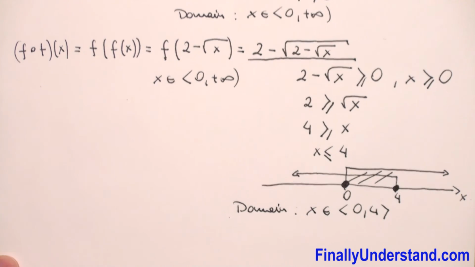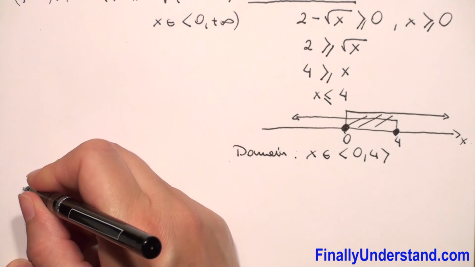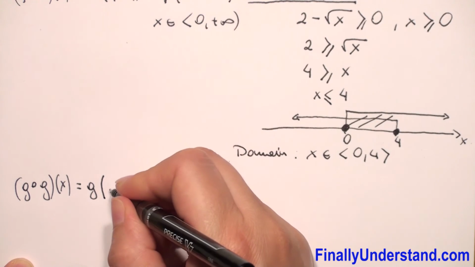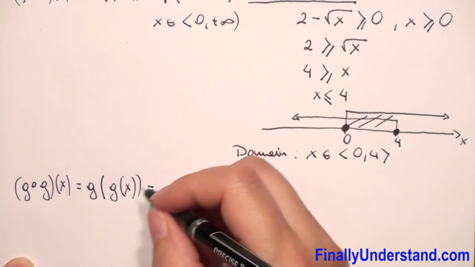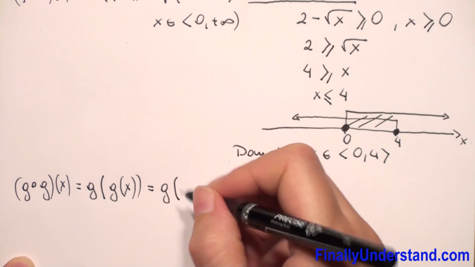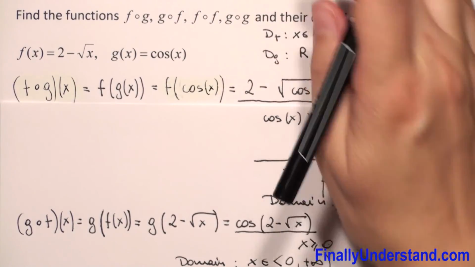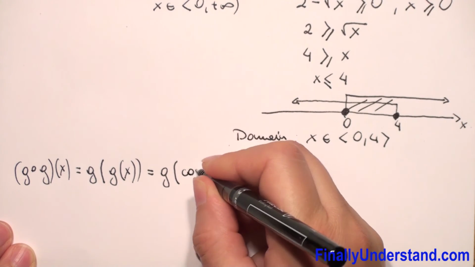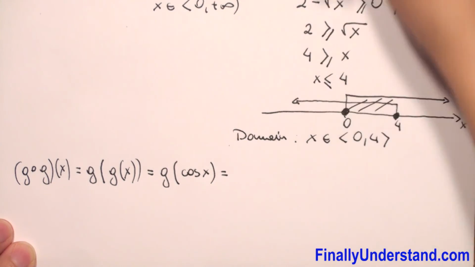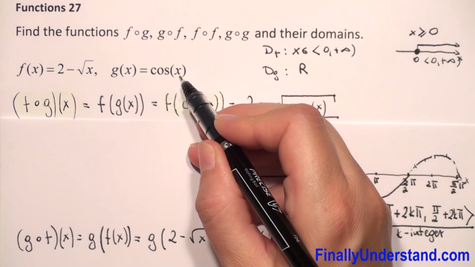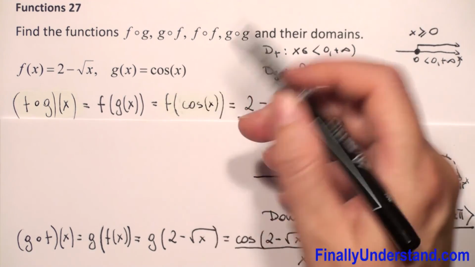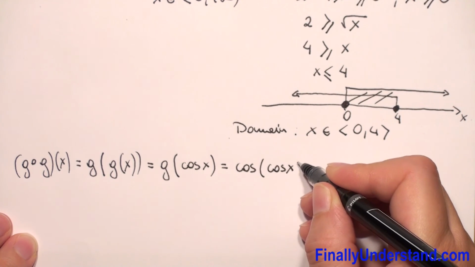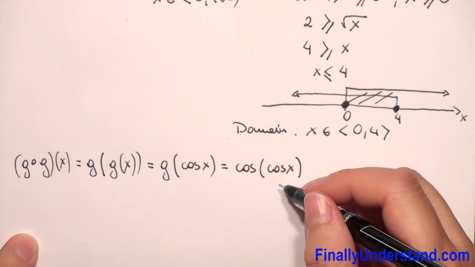Now we have to find g of g function, g of g at x. This is equal, g we just copy, and we have g of x. This is equal, first function I just copy, g of x I will replace by the given formula. This is cosine x. So now again we have g function, so it means we have to replace our x in our g function. The cosine we just copy, and x we have to replace by cosine x. So we have cosine of cosine x. This is our g of g function.